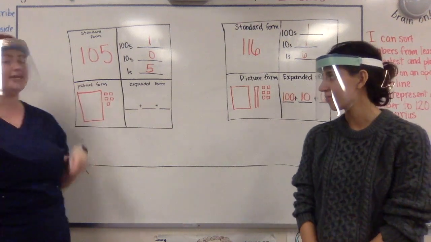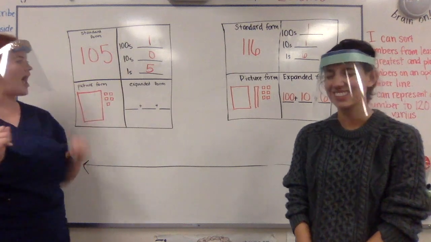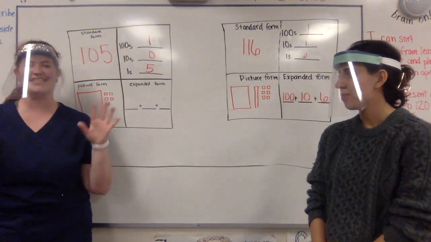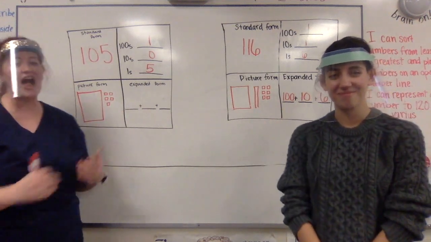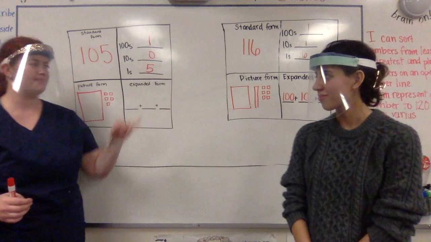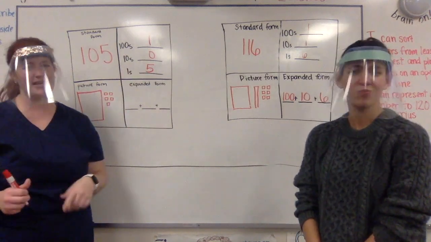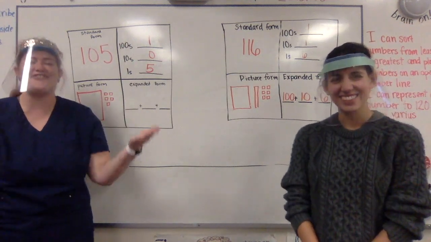So here is my picture form of this number. I have a 100 block and 5 1 blocks. Okay, now I'm ready for my expanded form, where I expand it and show you the values of each digit. I have a 100 block. I'm not going to put a 1 because it's not worth 1. It's worth 100. That's its value.